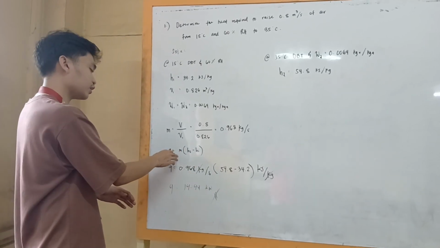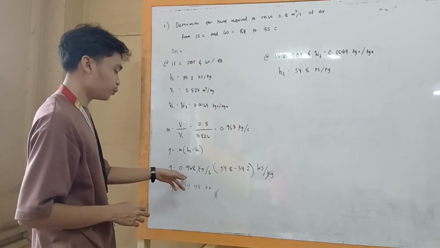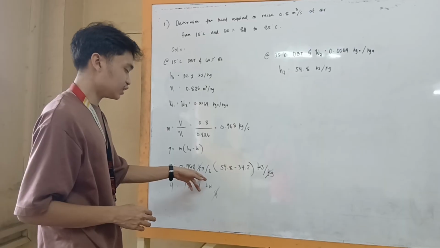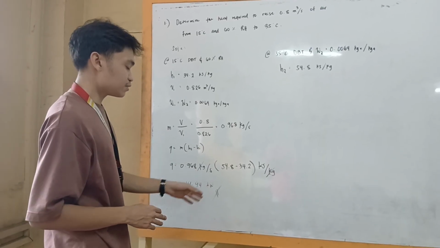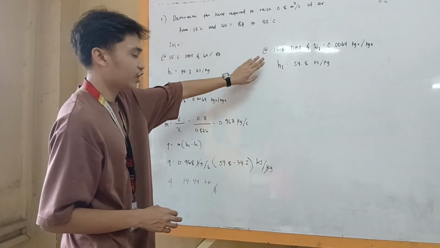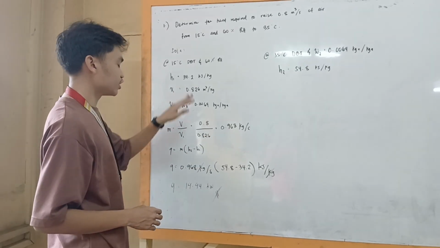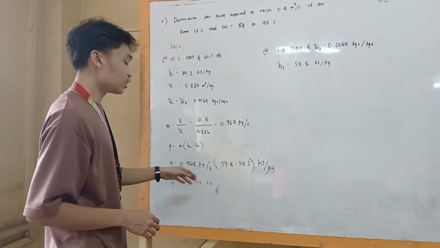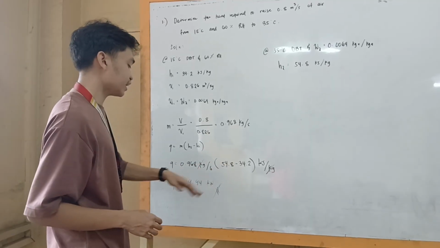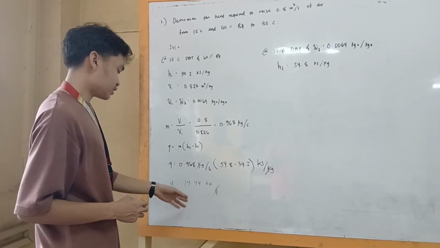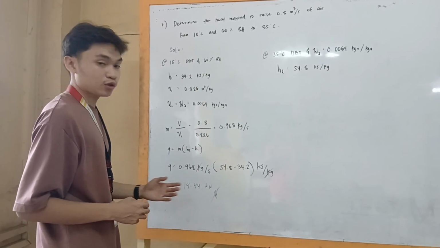From there, we will plug it here. So we have 0.968 kilograms per second times 54.8, which is the value of our H2, minus H1, which is the value of 34.2. Cancel out kilograms, we have kilojoules per second, or kilowatts, which gives the value of 19.94 kilowatts.